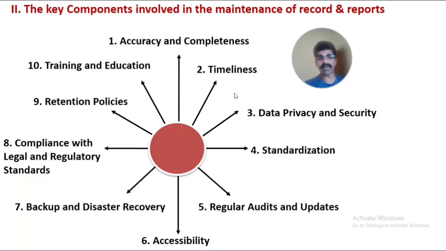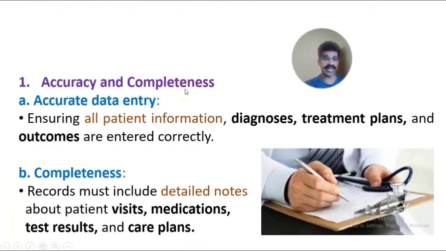Let us discuss these ten points under key components of maintenance of medical and healthcare records and reports in detail. First is accuracy and completeness. It includes accurate data entry. All the data related to patient care has to be recorded accurately, ensuring that all patient information, diagnosis, treatment plans and outcomes are entered correctly in the patient case sheet or medical record. So that is accurate data entry.